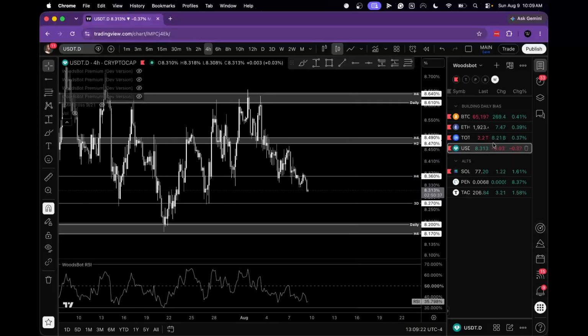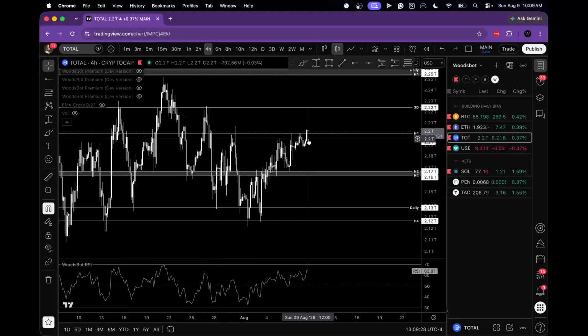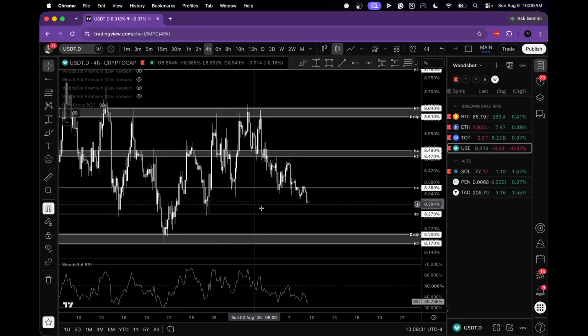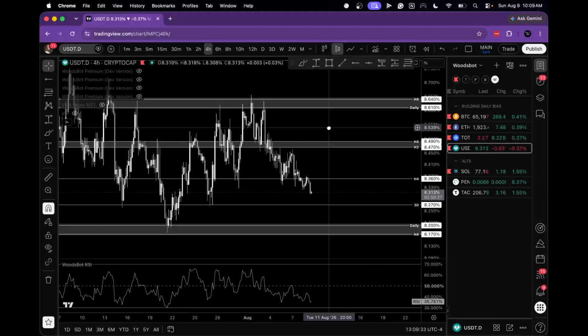So having these 4 charts here: Bitcoin, Ethereum, total market cap, which is all of crypto, and USDT are what I chart my daily bias with each day.